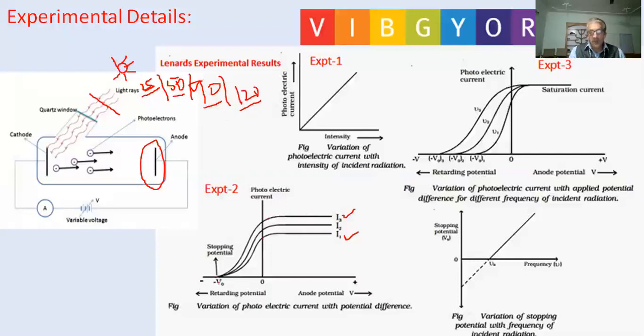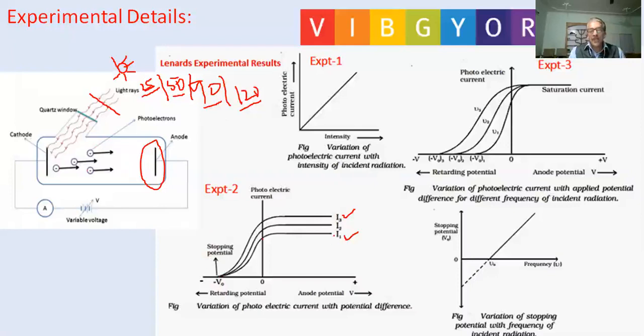The stopping potential will remain the same. Now, what this means is that the stopping potential is a measure of the maximum kinetic energy of electrons. Because when you give a high negative voltage to the anode and the current completely stops, these electrons completely stop moving from cathode to anode. That means the maximum kinetic energy of these electrons has been completely annulled by the negative voltage of the anode. That means the stopping potential is a measure of kinetic energy.